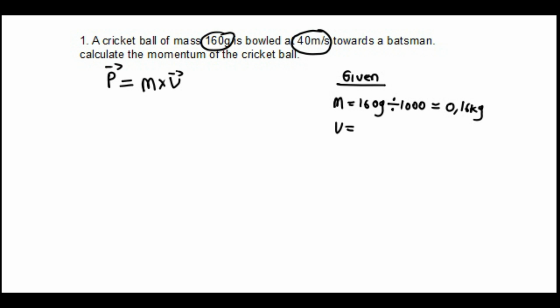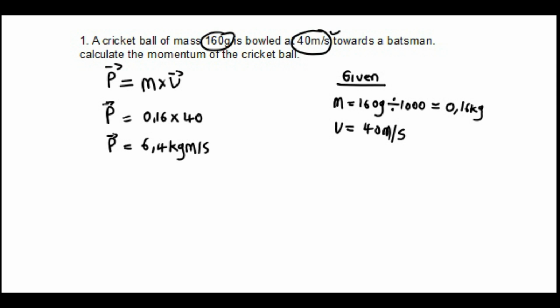Now, what else are we given? We are given the velocity. And what is my velocity? 40 meters per second. So now we take whatever we are given and substitute into our formula. Our momentum is going to be, what is our mass? 0.16 multiplied by, what is our velocity? 40. Then our momentum is 0.16 multiplied by 40, which gives us 6.4 kilograms meters per second.